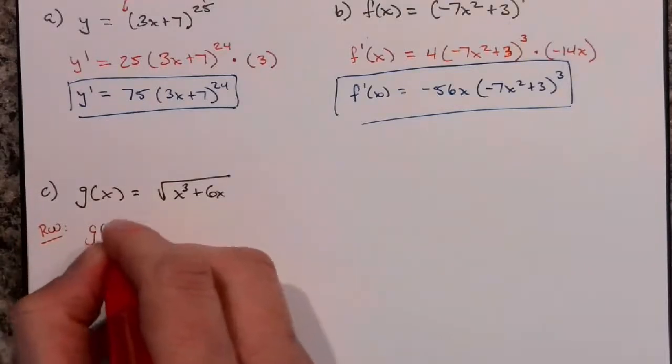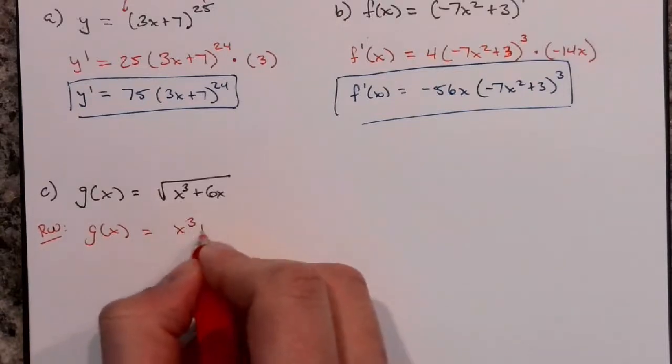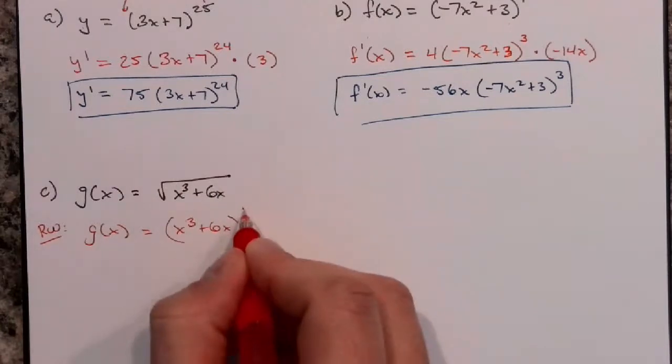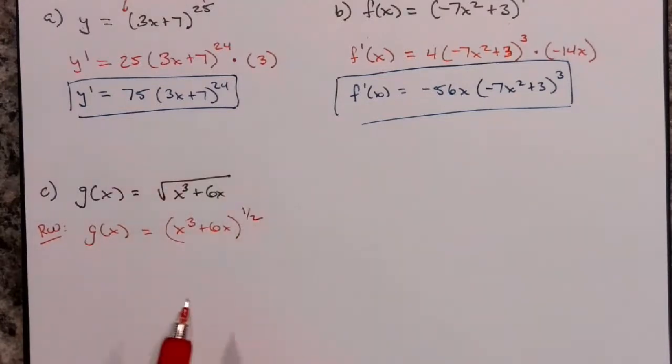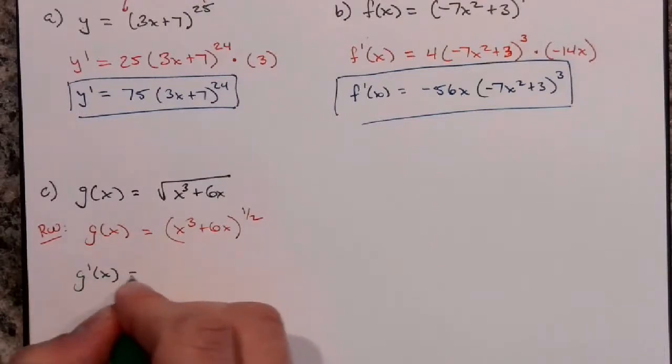It's still called g of x. Don't change the name of it. And we're going to rewrite this as x cubed plus 6x. What's the power that's associated with the square root? Well, that's to the 1/2 power. So it's the same scenario we've had, right? We've got a function inside of a function. And now we're going to take the derivative using the chain rule.